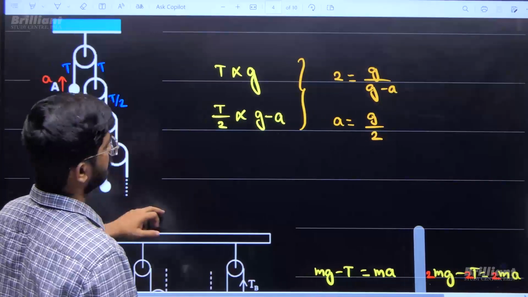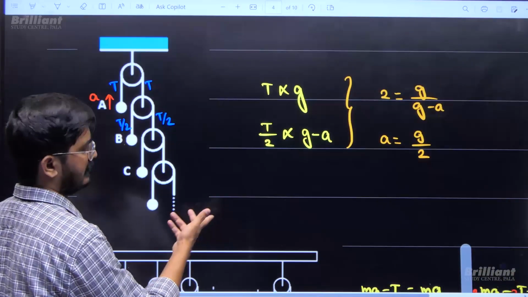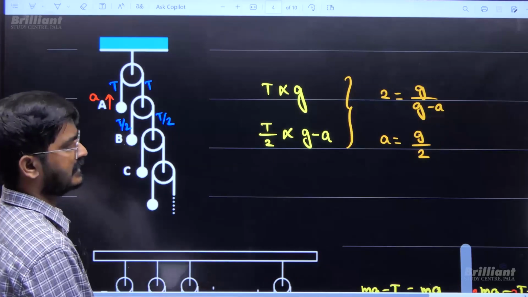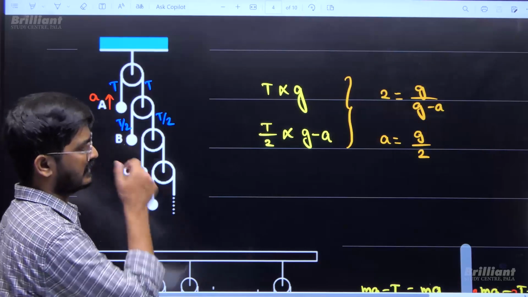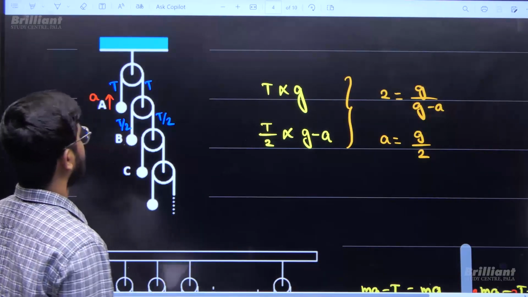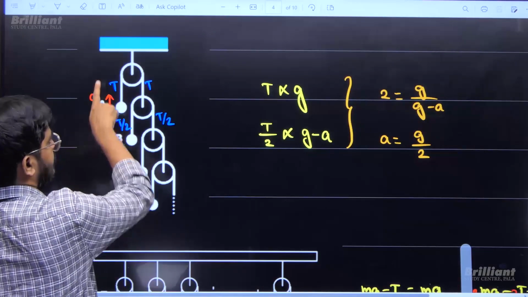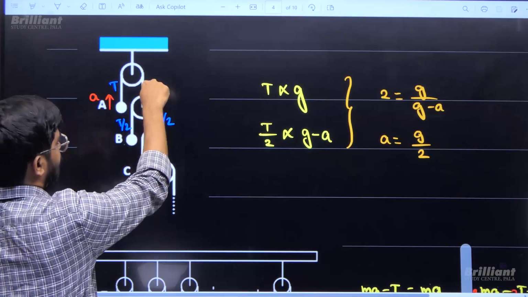Now going to this question, the options were bad, so I am not talking about the options. Anyway, I am going to attach the explanation from the book. You can read it and understand which option matches. So suppose this acceleration is A upwards and this tension is T. This will be tension T.